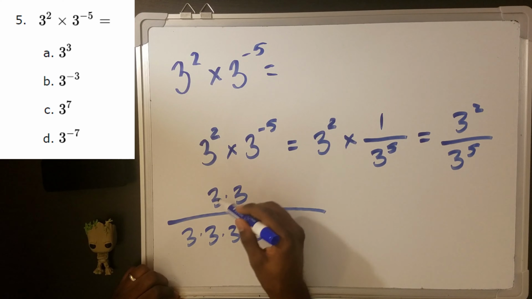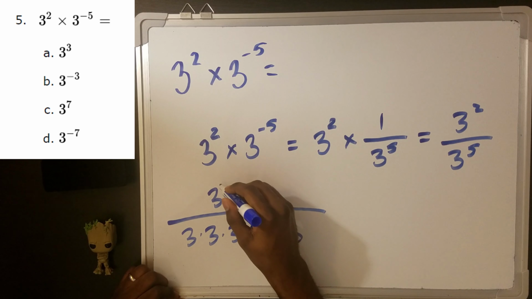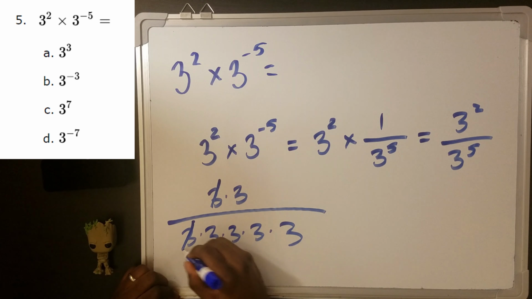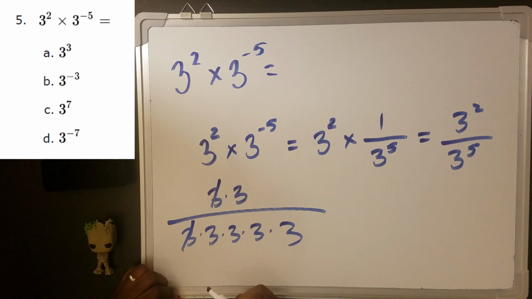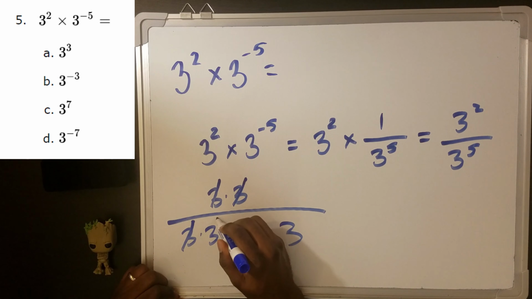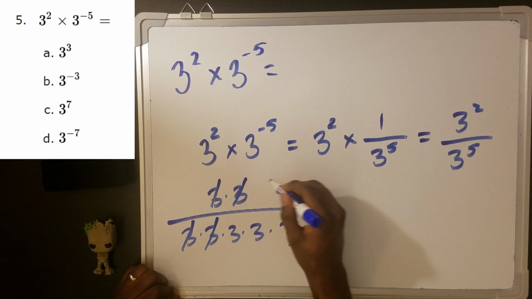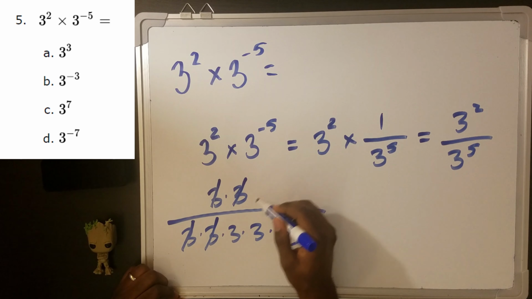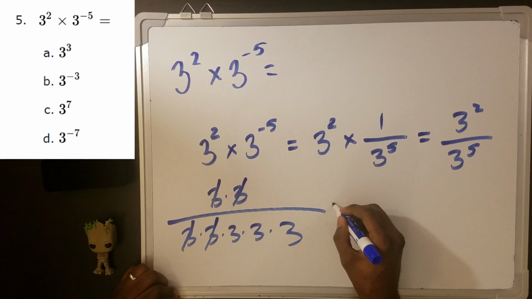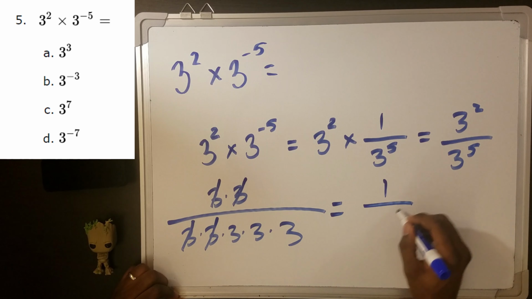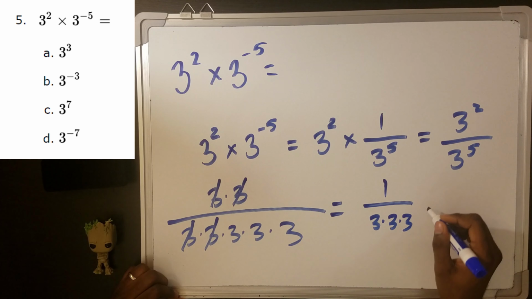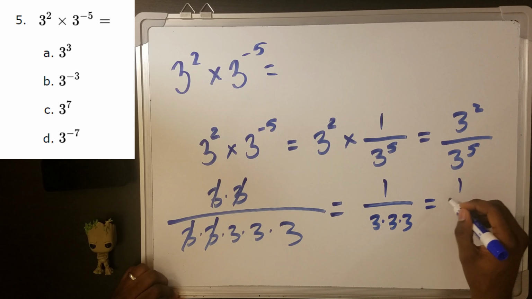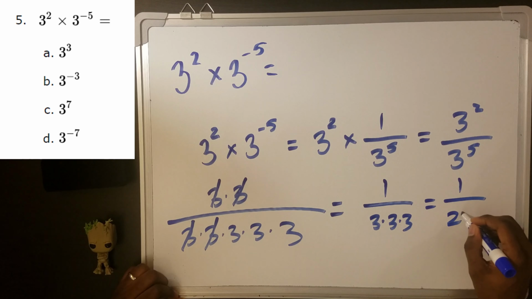Since everything is held together by multiplication, that means we can cancel things out. There's a 3 up top, cancels out with a 3 on the bottom. A 3 up top, cancels out with a 3 on the bottom. There's no more 3's up top, so we can't cancel out any more 3's. So that means this equals 1 over 3 times 3 times 3, which equals 1 over 27.